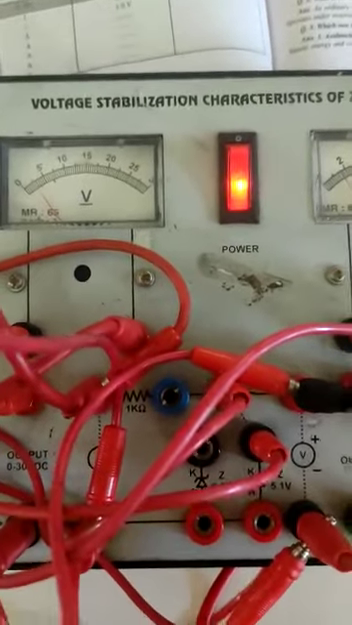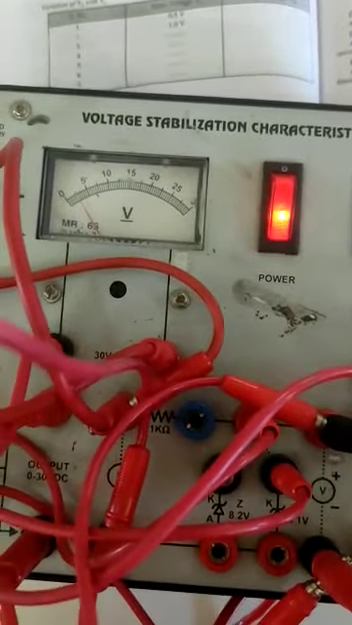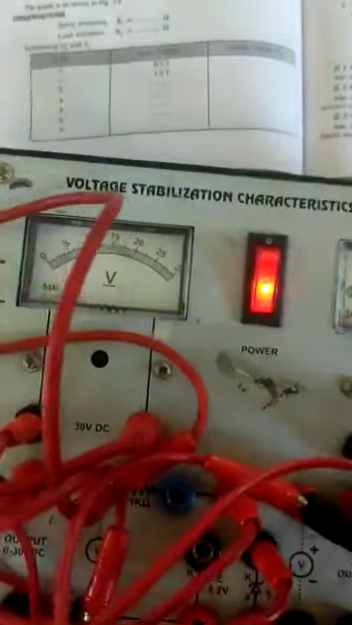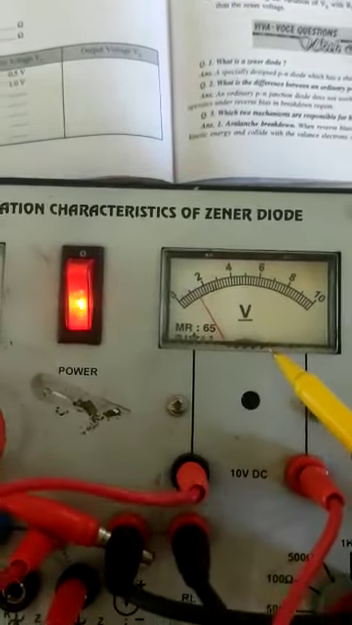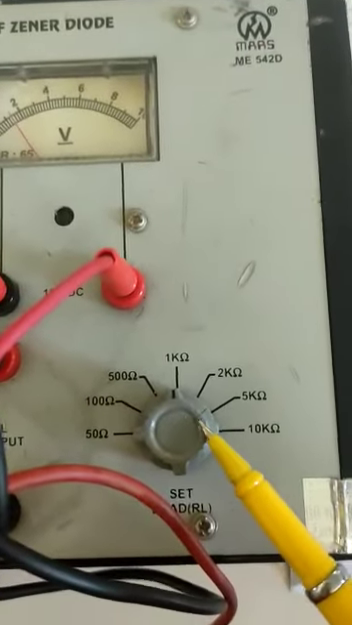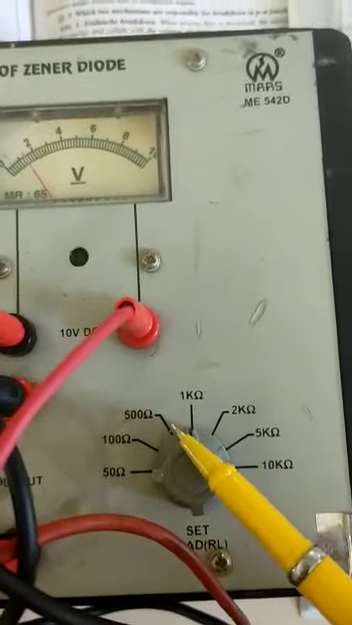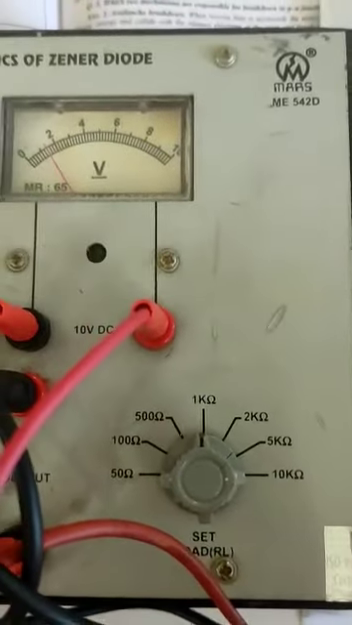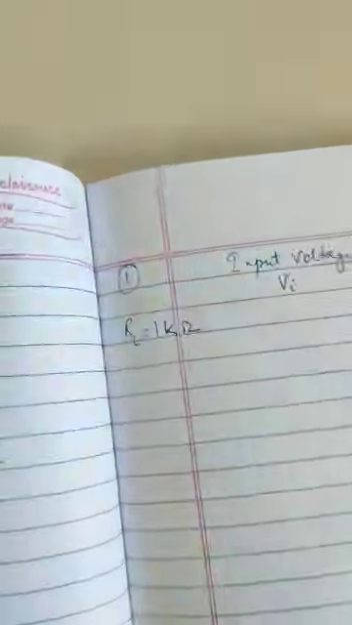Okay students, now we have made the connections and now we are going to record the readings. So for this first graph that we have to plot is between the input voltage and the output voltage. For this case, I have kept the load resistance at 1 kilo ohm. You can keep it at 500 ohms or any other value, but I have taken it 1 kilo ohm. So here I will note down that load resistance is 1 kilo ohm.